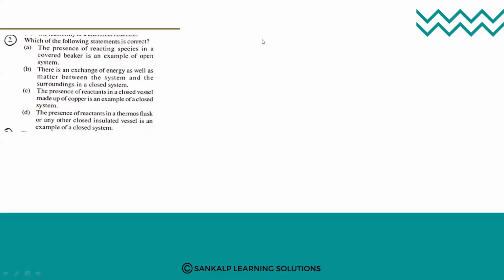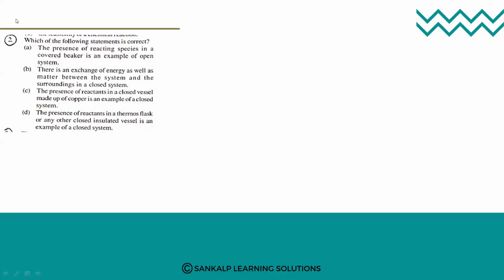So there are four statements given. You have to tell which among these is the correct statement. These are the examples of your open system, closed system, and isolated system. So apply the definition and the examples and see which is the correct statement among the following.